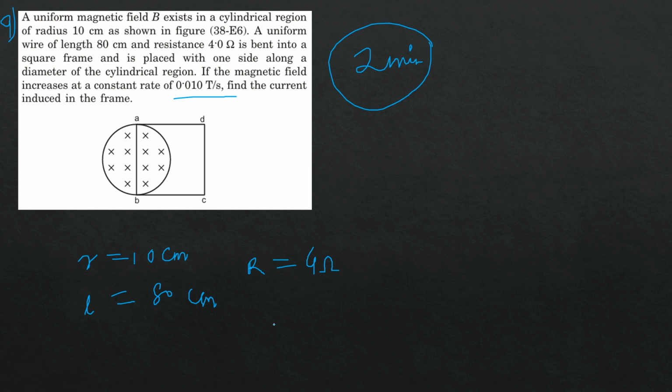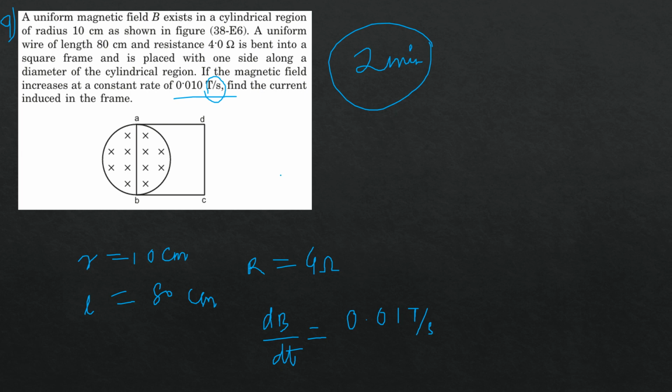If the magnetic field increases at a rate, at a rate means, as I told in the previous video, with respect to time. So dB by dt. You can also guess from the unit, Tesla per second, that means dB by dt. So 0.01 Tesla per second.